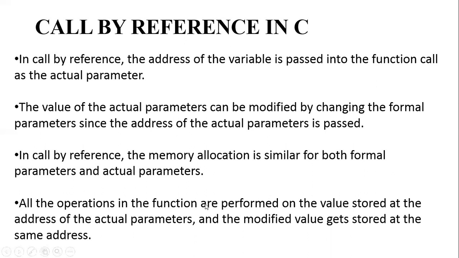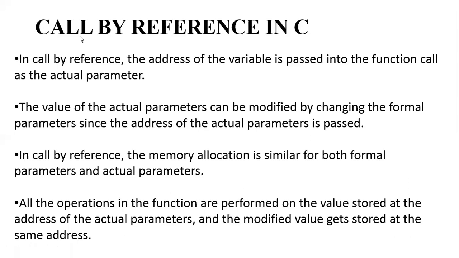But here, the memory allocation will be similar for both formal as well as actual parameters. All the operations in the function are performed on the value stored at the address of the actual parameters, and the modified value gets stored at the same address. So we should be very careful with this. Whatever address you pass through the actual parameter, that will be modified. The value is going to have an address, right? In that address only you will have the modified value.